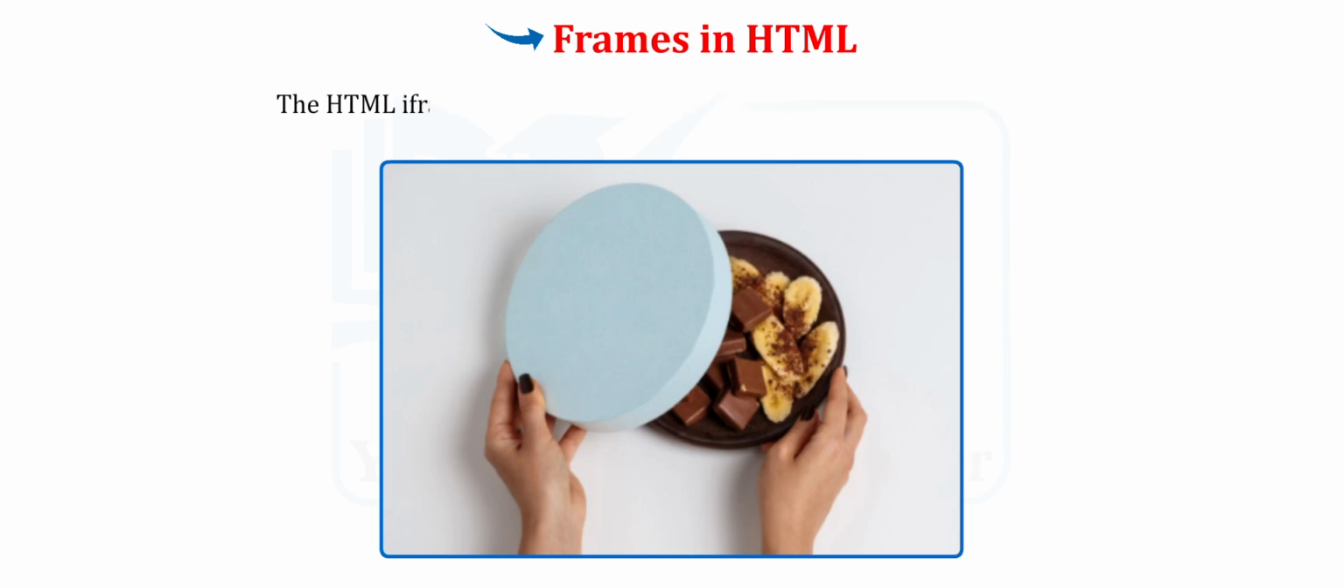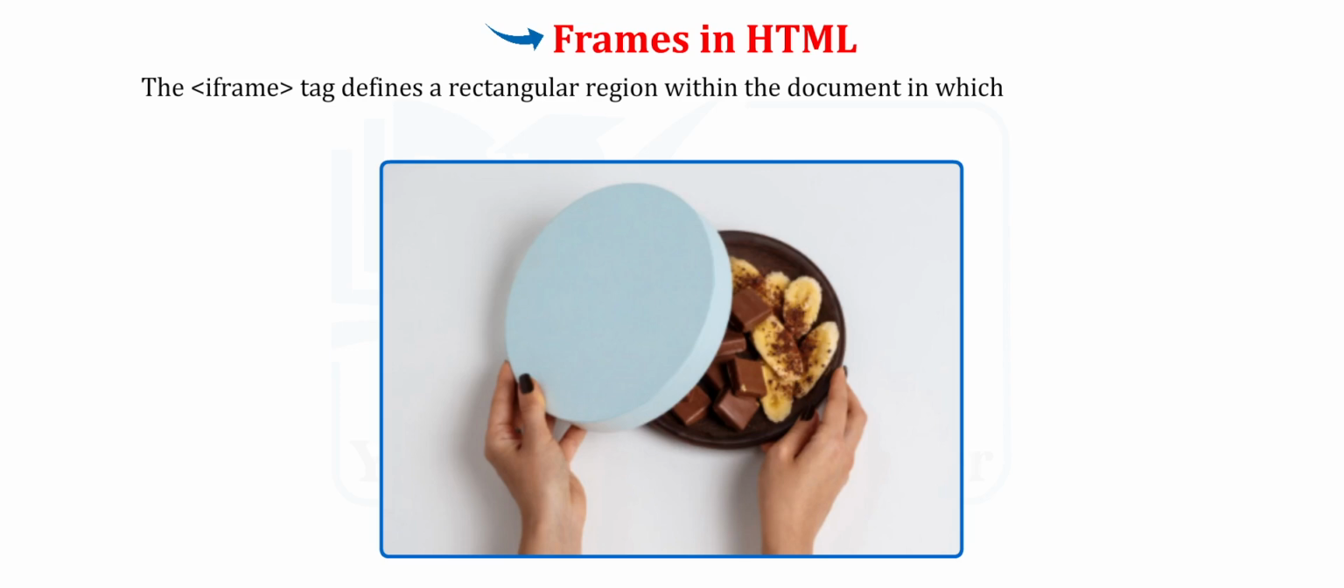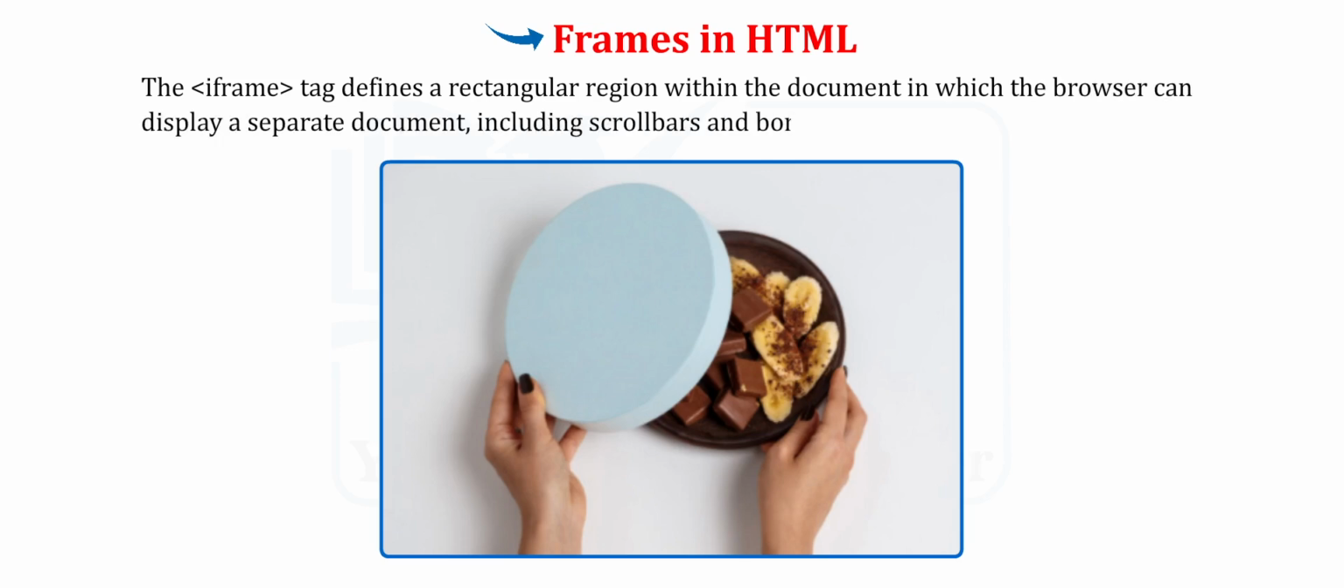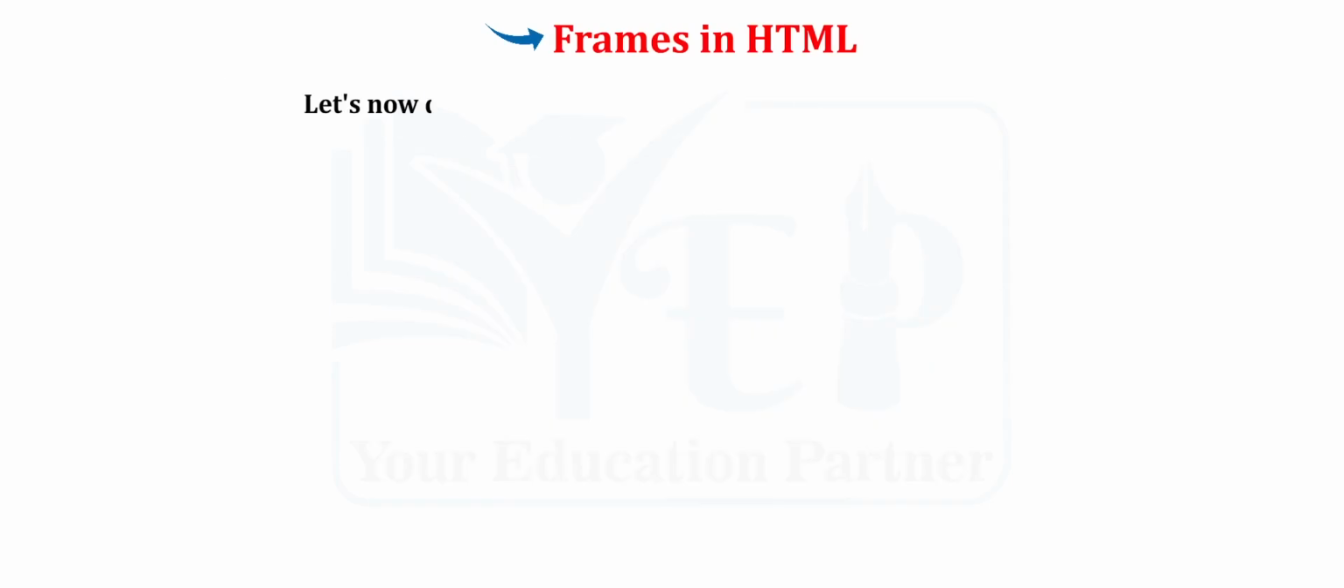The HTML iframe tag is used to display a web page within a web page. You can define an inline frame with the HTML tag iframe. The iframe tag defines a rectangular region within the document in which the browser can display a separate document, including scroll bars and borders. Let's now quickly learn to use the iframe tag with an example.